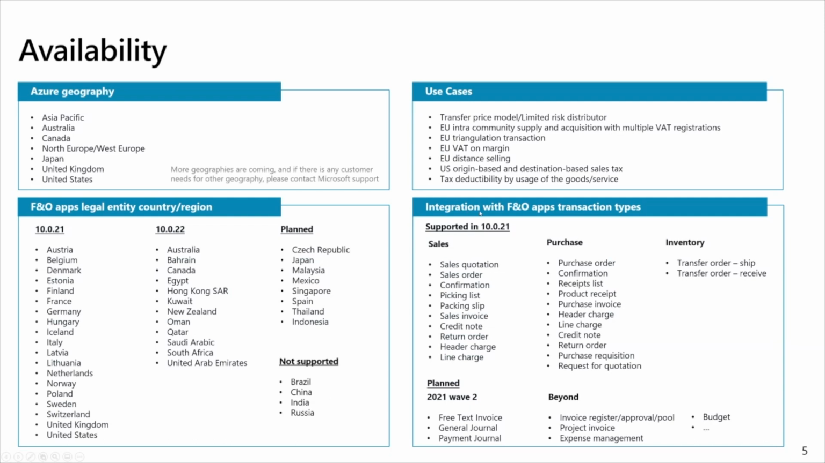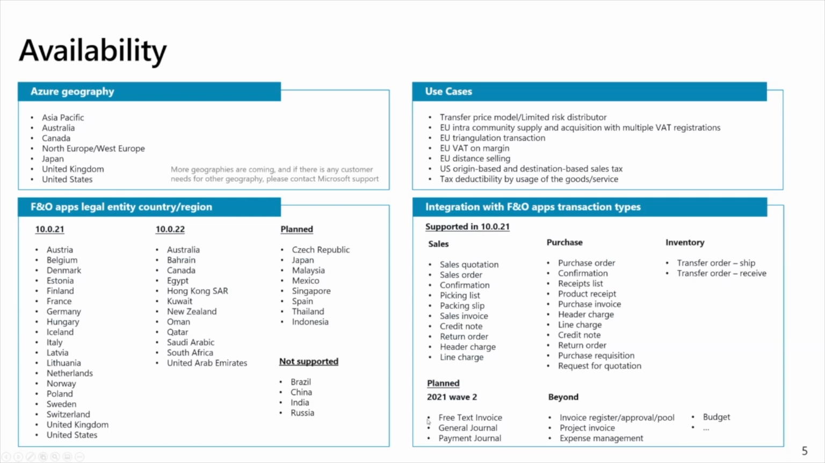And for the transactions we support, in 10.0.21, we support most of the sales transactions: sales quotation, sales order, packing slip, sales invoice. And we also support most of the purchase transactions: purchase order, product receipt, purchase invoice. And we also support inventory transactions, as I introduced: transfer order, where the shipment and the receiving part will be supported.